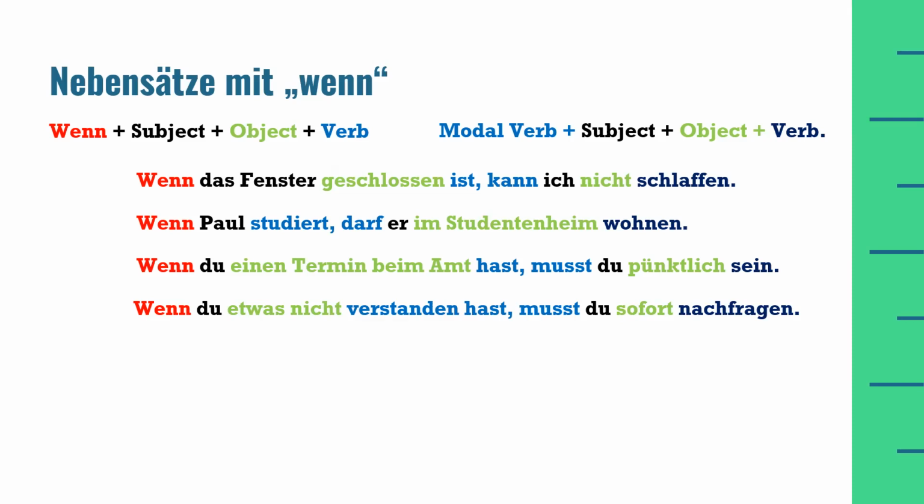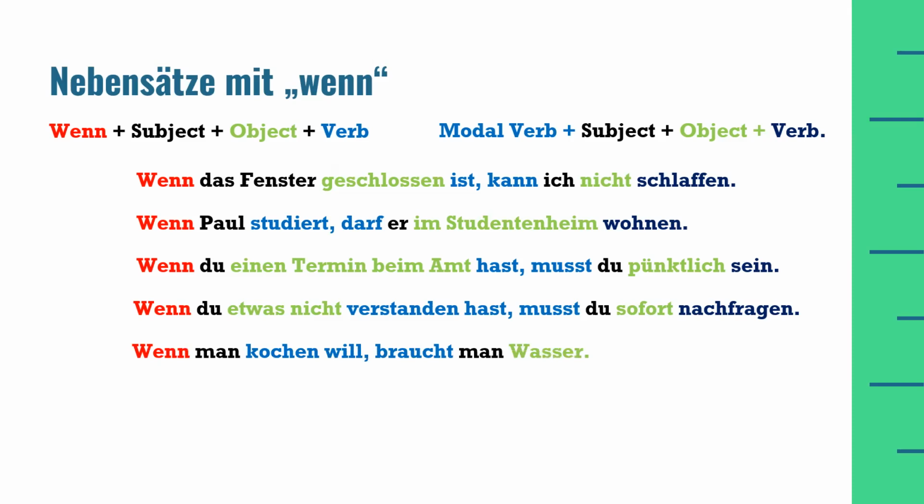So for the subject du, we have used the conjugation of haben at the last position of the Nebensatz, which is hast. Then we put a comma and we start the Hauptsatz with the modal verb müssen. And for du, it becomes musst, sofort, nachfragen. Nachfragen is a separable verb, but here it will come at the last position of the sentence in infinitive form.